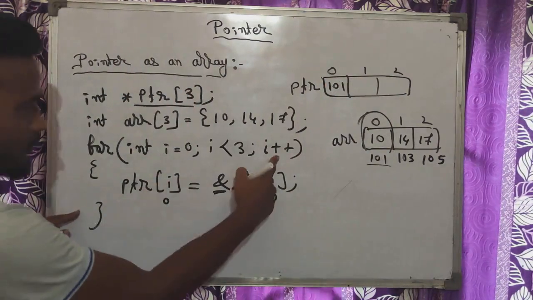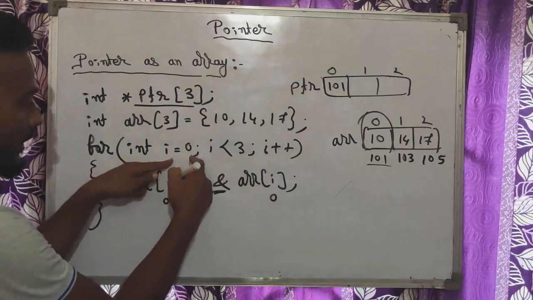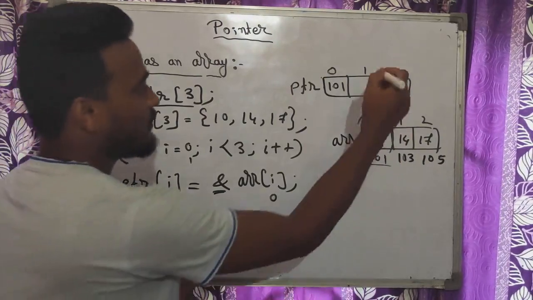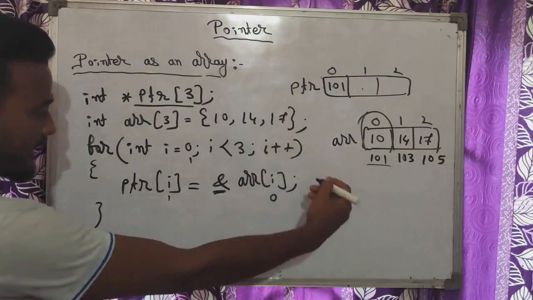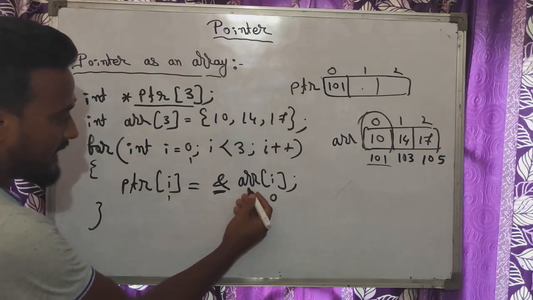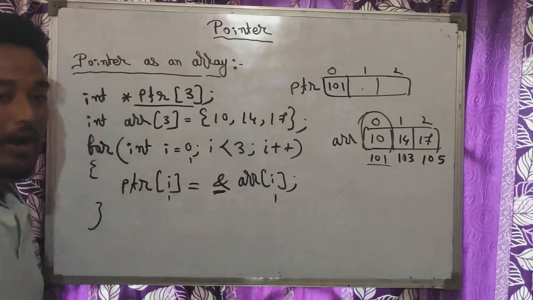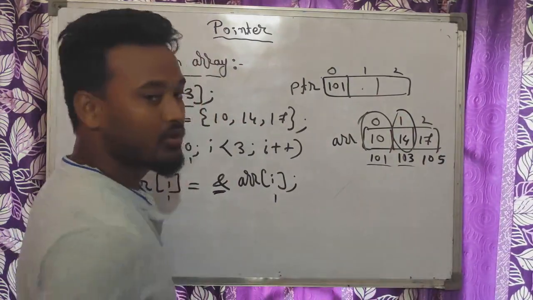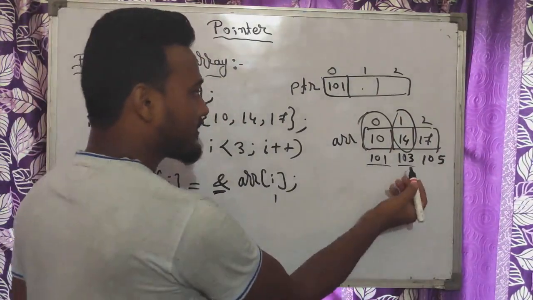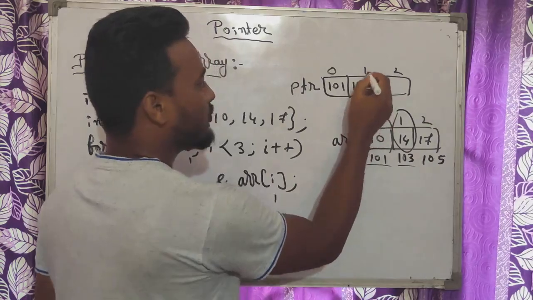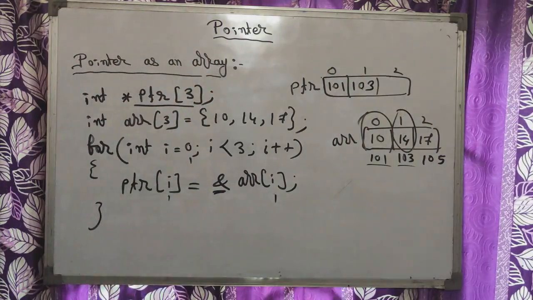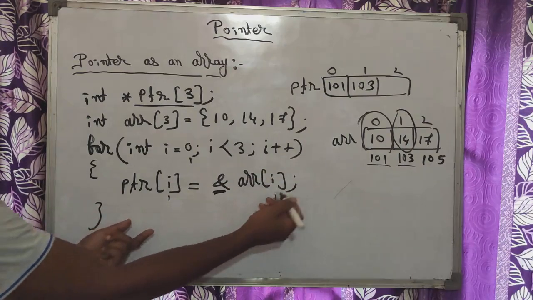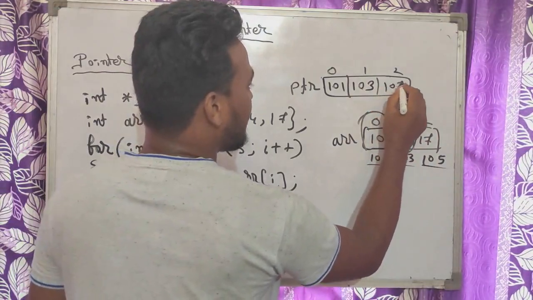Clear? Next the loop will run and I value will be 1 this time. So ptr[1] this time, you can see here ptr[1]. That means we are here, right? And on the right side you can see equal to ampersand arr[1]. Array 1 means the second variable, so its memory address is 103. This 103 will be assigned to the second pointer variable. Again the loop will run, and accordingly 105 will be stored here.